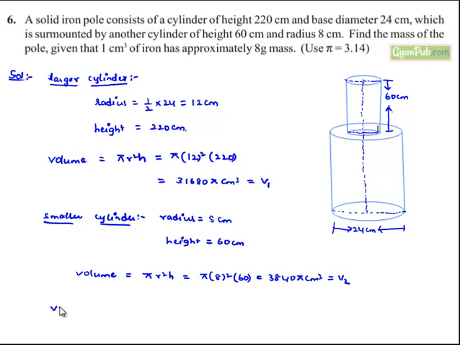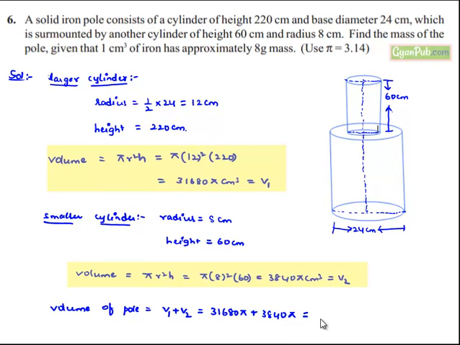Now we get the whole volume of the solid pole is equal to V1 plus V2, which is equal to 31680 pi plus 3840 pi centimeter cube, which is equal to 35520 pi centimeter cube. If we further simplify by substituting the value of pi as 3.14, we get the value as 532.8 centimeter cube.